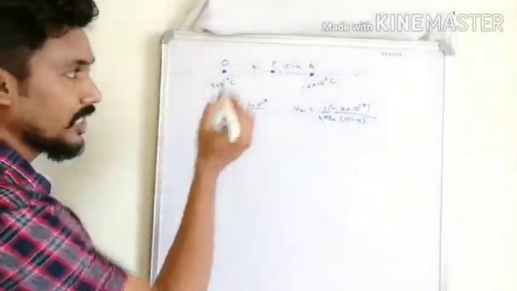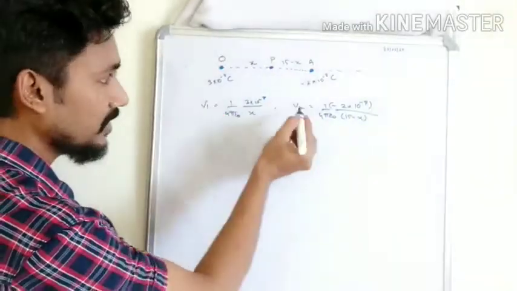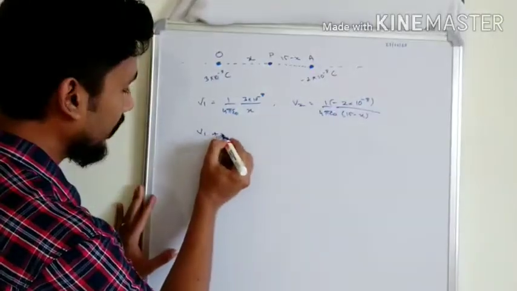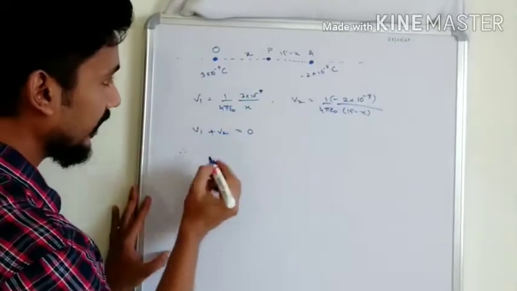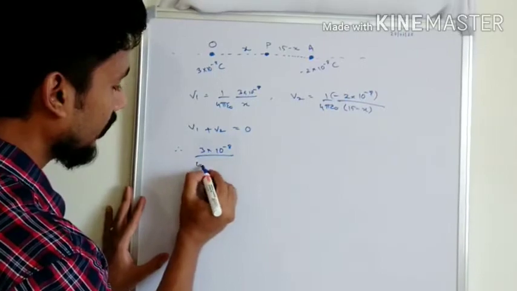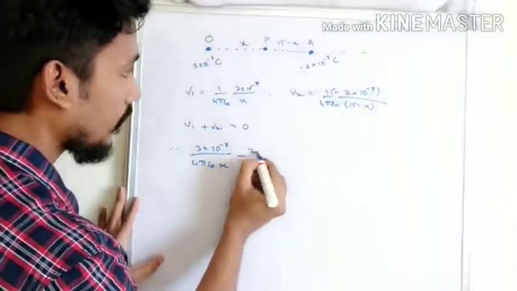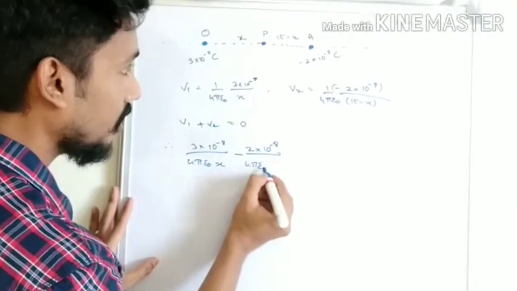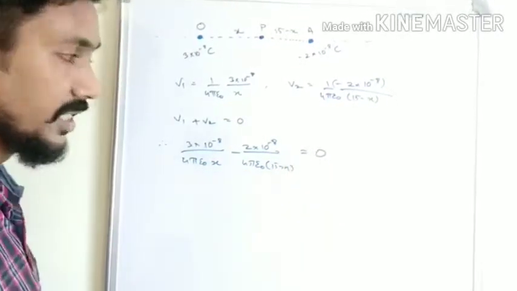So the total potential at P has to be 0. Thereby we should get V1 plus V2 is equal to 0. Therefore we take these two equations: 3 into 10 to the power minus 8 upon 4 pi epsilon naught x, minus, because of the negative charge, 2 into 10 to the power minus 8 upon 4 pi epsilon naught into 15 minus x, is equal to 0.